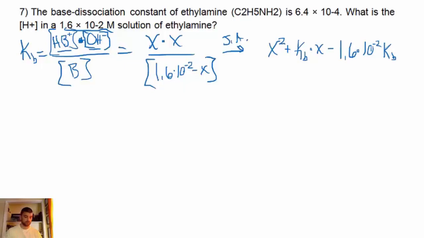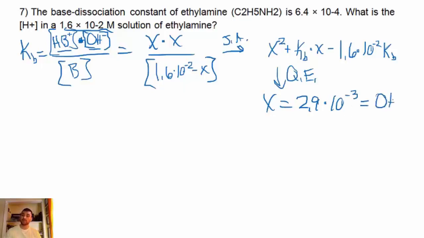Right, so plug it into my quadratic equation. I'm going to use the one value of x that makes sense, and I get x equals 2.9 times 10 to the minus 3. All right, well, what was that the concentration of? That was the concentration of the OH minus. All right, what are they asking for? What is the concentration of the H plus? So now I'm going to have to do one more step.